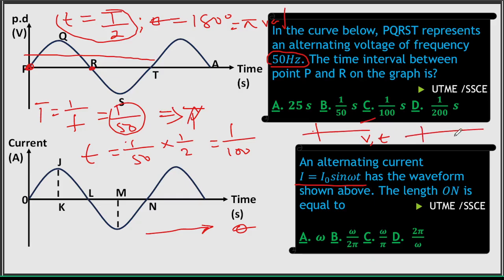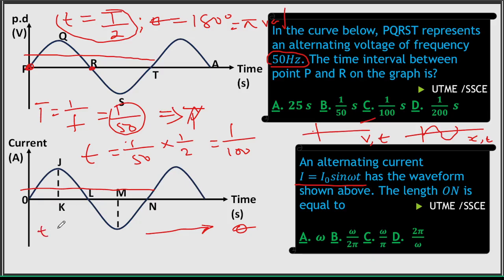Then sometimes it can as well be X, T, because X has to do with lambda. Remember wavelength. But here we don't talk about wavelength. We either talk about the phase angle or the time along the horizontal. Is that okay? All right. So we are asked to find the length of ON. So of course they are talking about time, ON, from here to here.